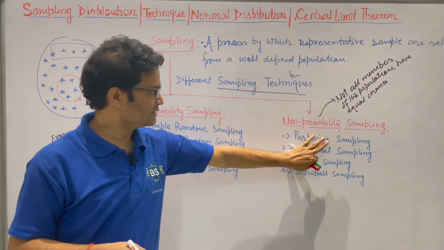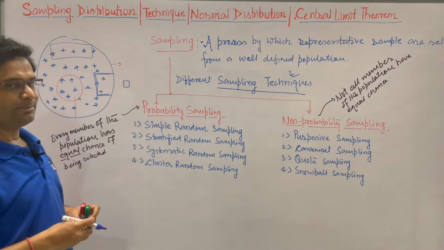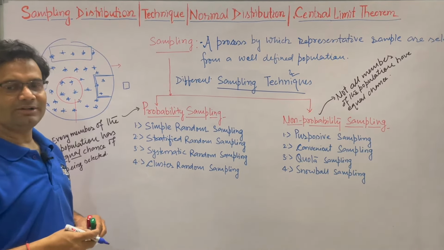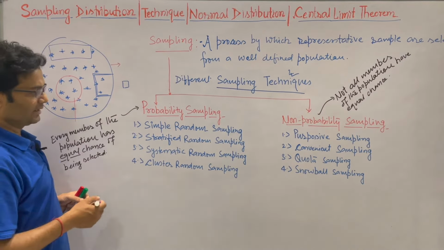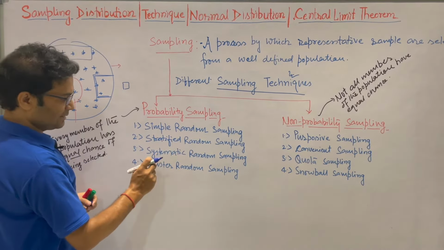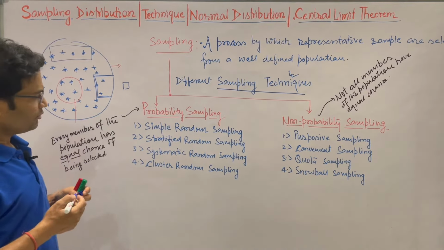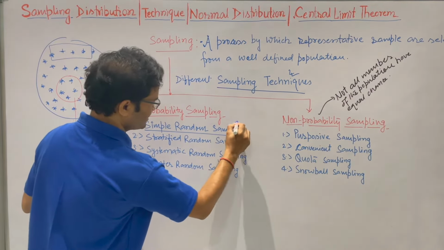We are not going to discuss those things, we will discuss these. There could be many kinds of sampling techniques, but here broadly I am going to discuss four different kinds: simple random sampling, stratified random sampling, systematic, and cluster. Let me explain one by one. I will go to the first one, random sampling.